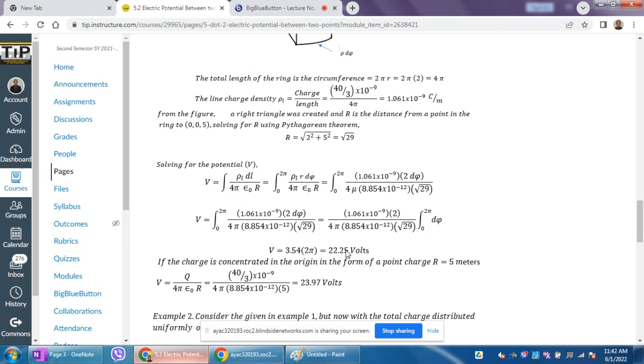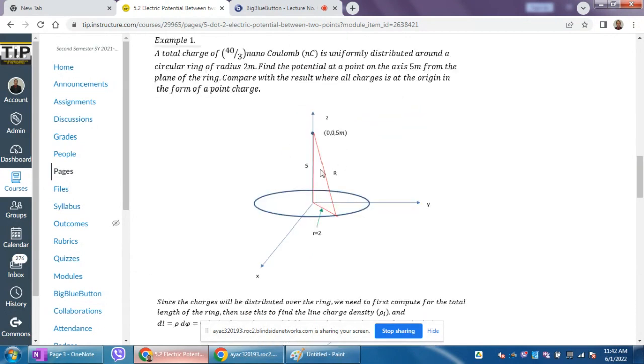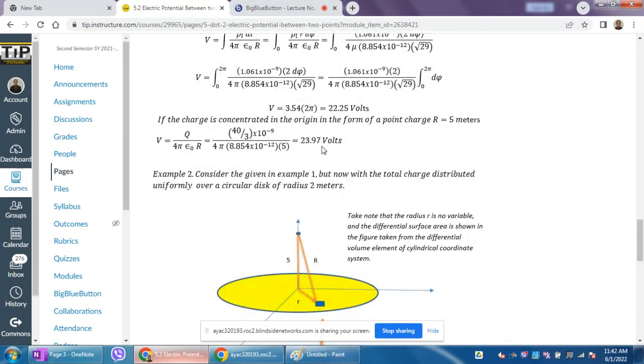Now, if we will compare this, pag point charge lang, ito na po yung solution. Pag point charge lang po siya, ibig sabihin, yung charges mo nandito sa origin. Gaano kalayo yung origin dito sa 005? 5 meters. Yun na po yung distance. So, ang makukuha mong potential, 23.97. So, mas malaki po yung voltahe kung nasa origin siya in a form of a point charge, compare doon sa voltahe pag nakakalat siya sa ring. Malinaw. Okay.